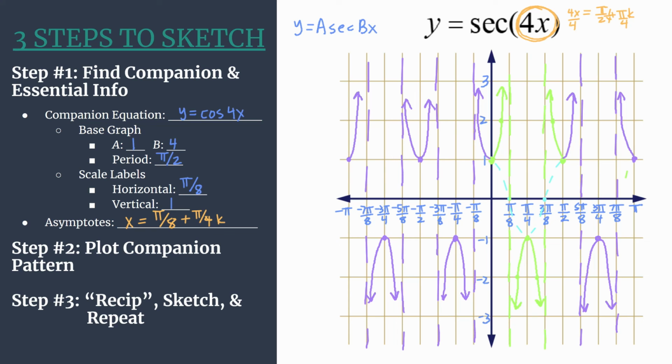So this is, let's see, 1, 2, 3, 4 nice cycles of secant 4x. And that's how you can sketch an unshifted secant graph using 3 steps to sketch.